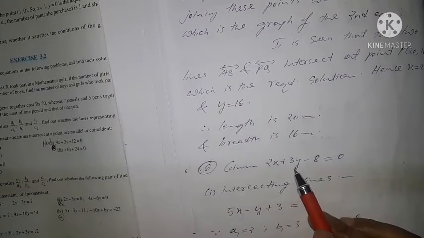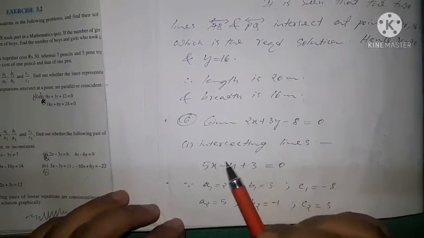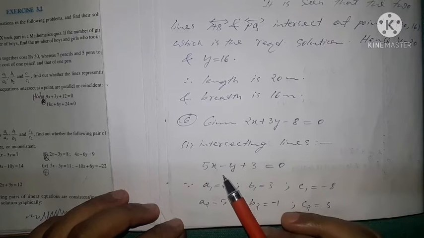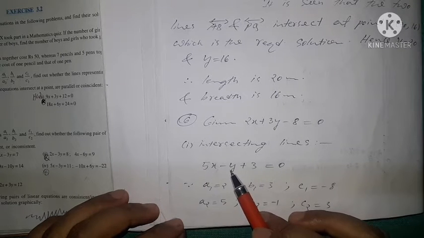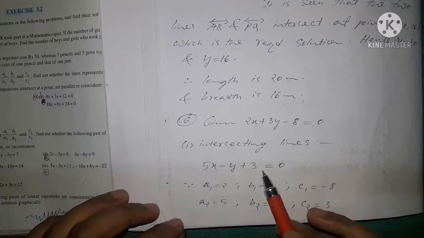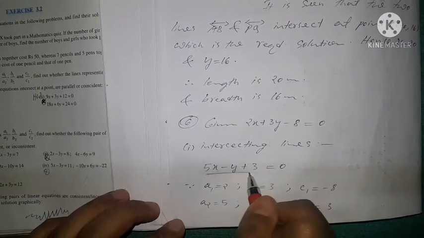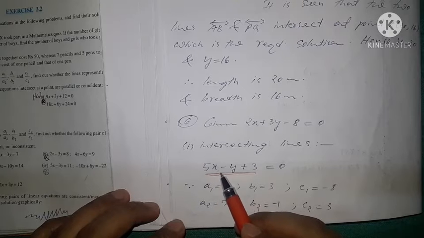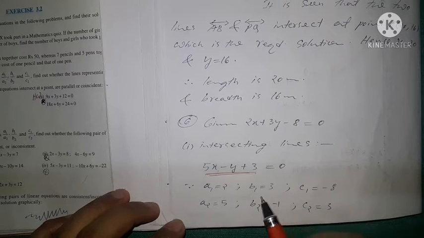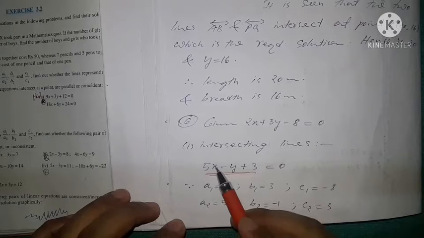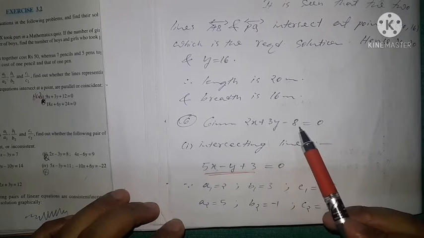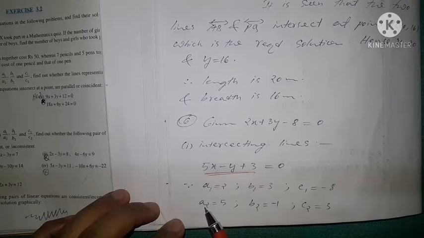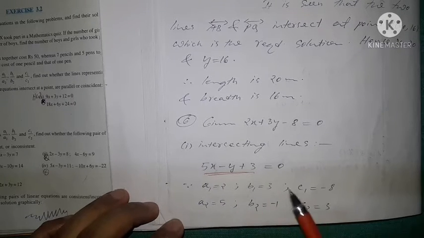We'll do the first one, Roman number 1, intersecting lines. Given 2x plus 3y minus 8 is equal to 0. So for intersecting lines, we have taken 5x minus y plus 3 is equal to 0. That means this is the example that we have taken by ourselves. Why we have taken this? Let's check. Here a1 is equal to 2, b1 is equal to 3, and c1 is equal to minus 8. Similarly a2 is equal to 5, b2 is equal to minus 1, and c2 is equal to 3.